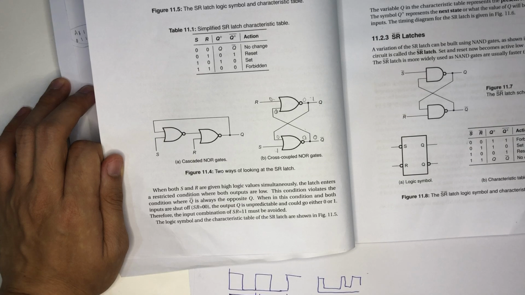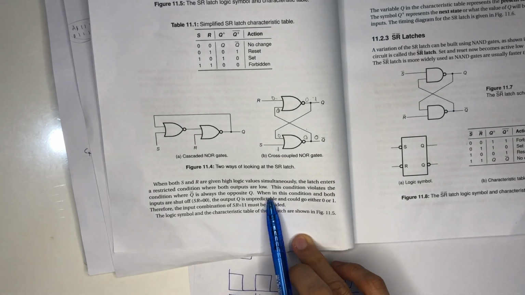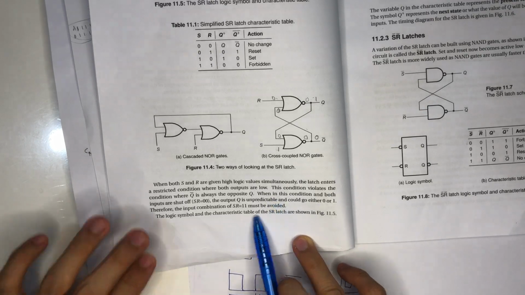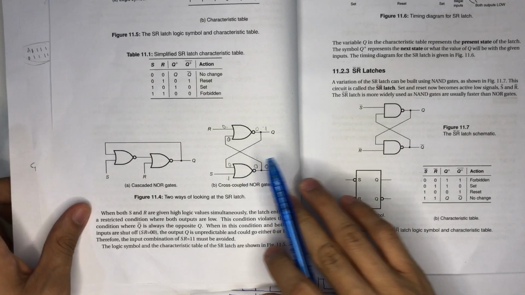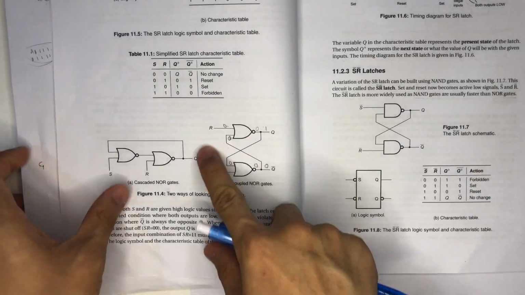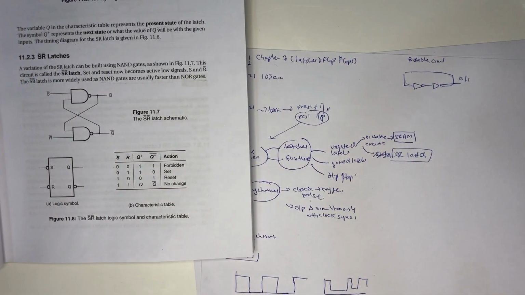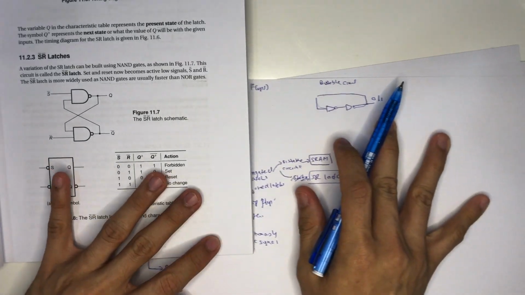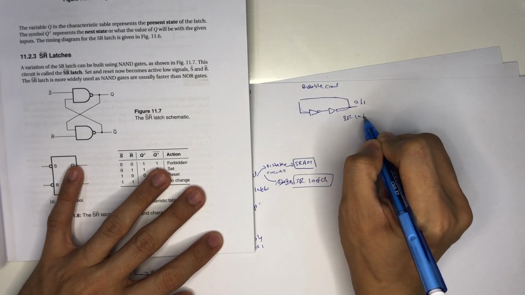Okay, so we try to understand from this table and from this cross-coupled NOR gate. Okay, so we just draw the SR latch.